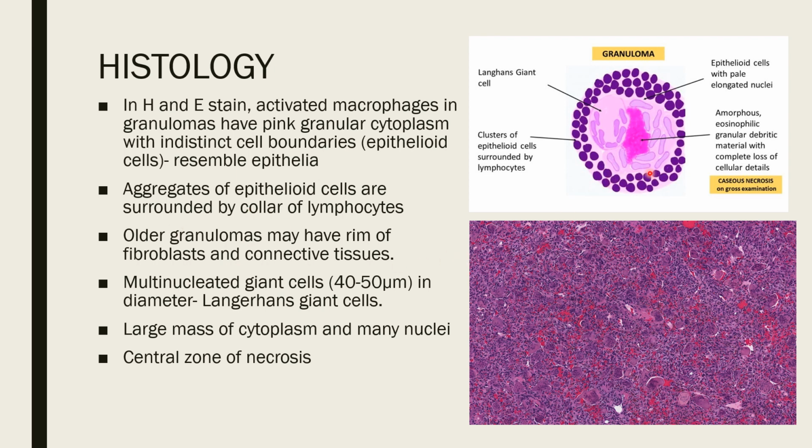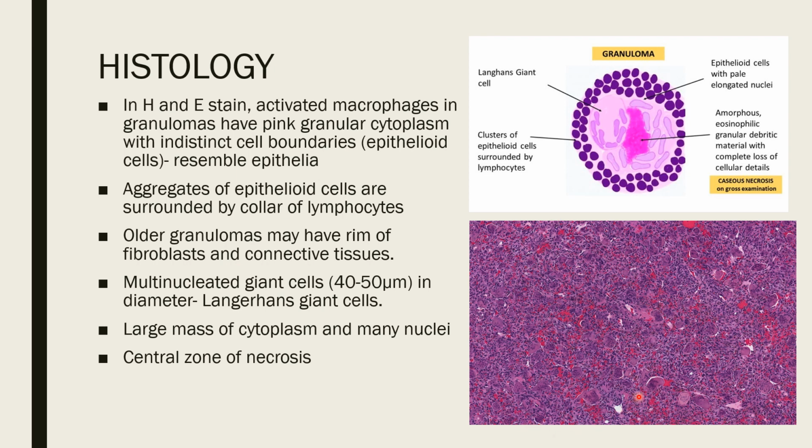Then we can see that the aggregation of these epithelioid cells is surrounded by a collar of lymphocytes. These are the collar, or the clusters, of the lymphocytes. In some cases, the older granuloma may have a rim of fibroblasts and connective tissue. We can also see multinucleated giant cells, also known as Langerhans giant cells, that are 40 to 50 micrometers in diameter. They have a large mass of cytoplasm and many nuclei, and there is a central zone of necrosis.